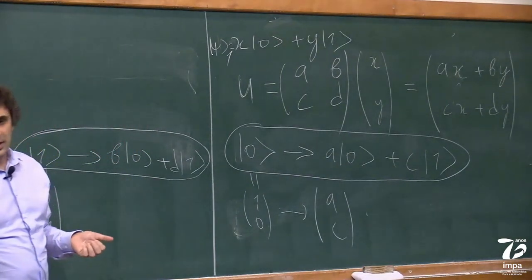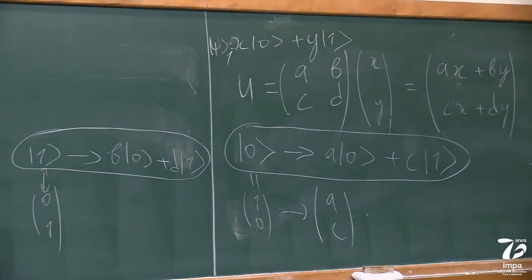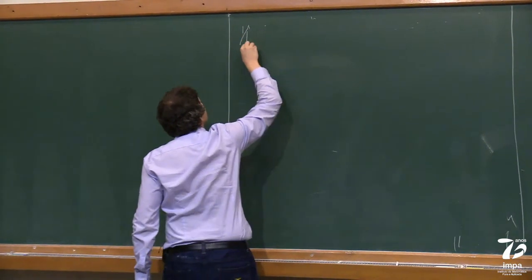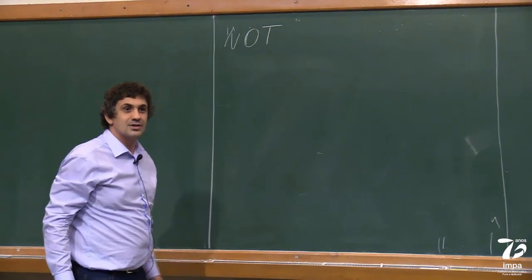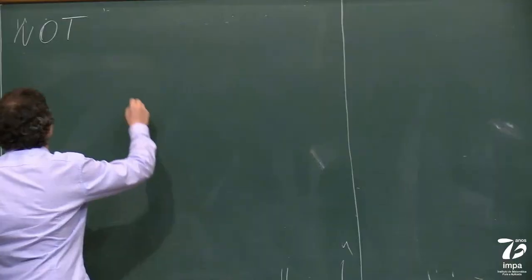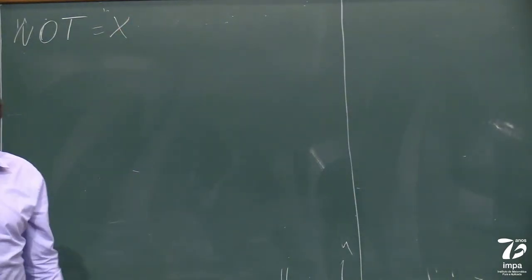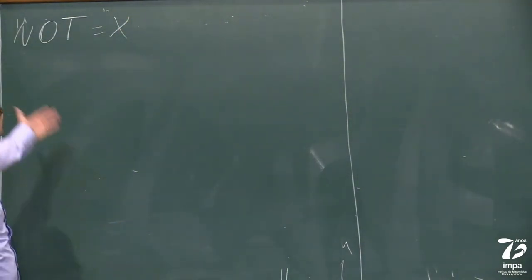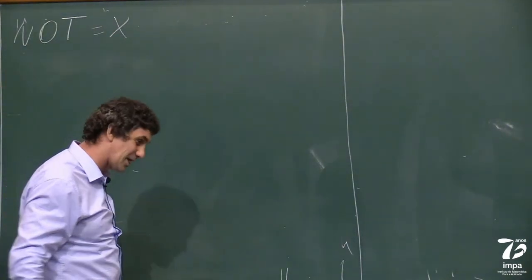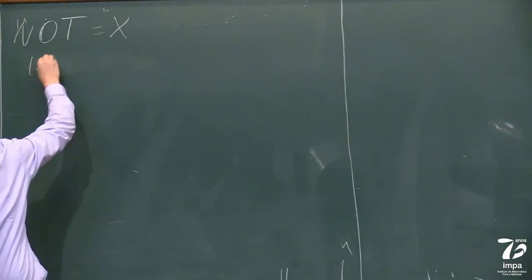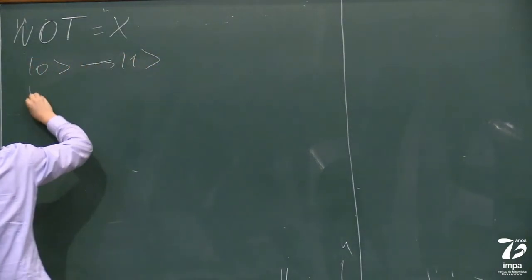Now I would like to specify two operators which are the most frequently used. There will be more later, but let me start with two of them. One is NOT, and sometimes NOT is also written as X. This is the way people got used to it, because NOT is so frequent that you need one letter, capital X. And how does it work? 0 goes to 1, and 1 goes to 0.